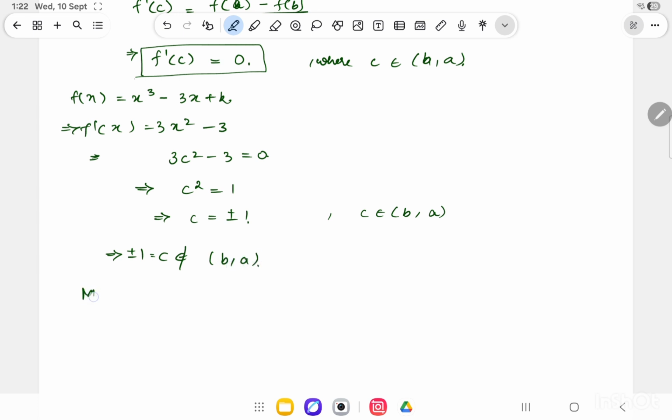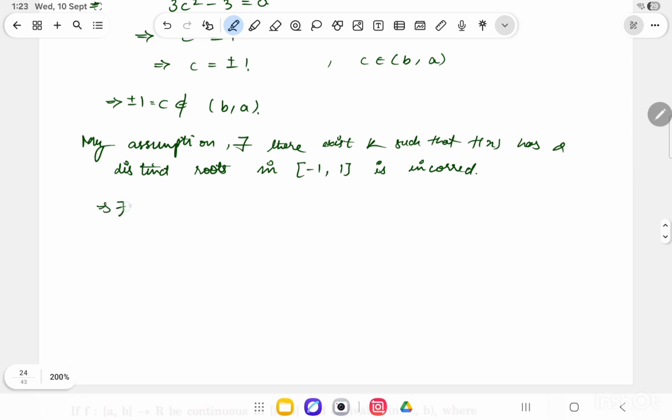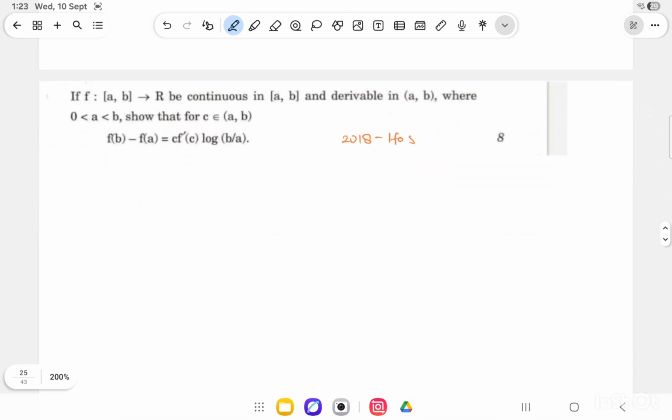So my assumption that there exists k such that f(x) has two distinct roots in the interval -1, 1 is incorrect. So from there we can say that there does not exist any such k. That's all we are supposed to prove in this question. So let's move on to the next question.